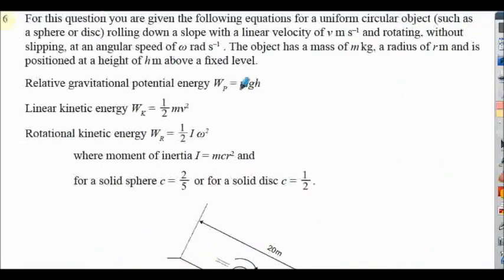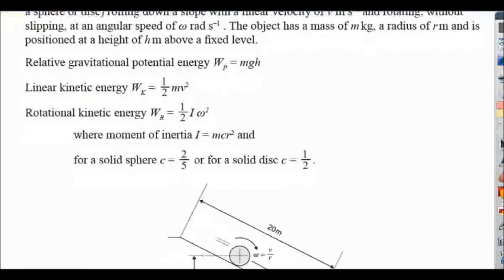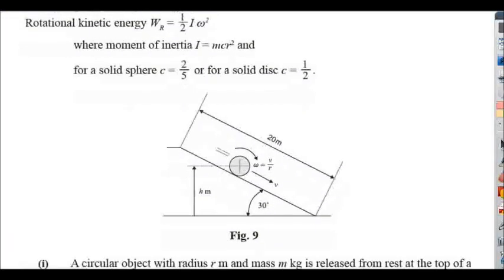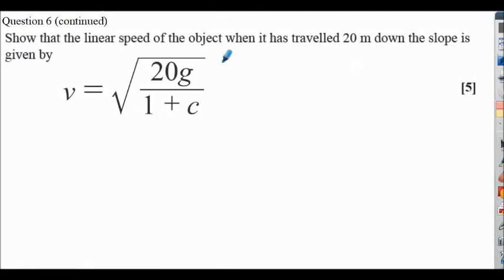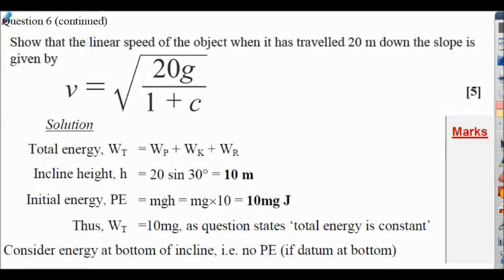This question 6 relates to an energy balance. I'll let you review this question at your own pace. It's basically a circular object moving down an inclined plane. Question 6, you have to prove this expression for the velocity. This is when the object has travelled 20 meters down the slope. Full solution shown on the following slides. Question 6, here's the commencement of the solution. It's continued on the following slide.